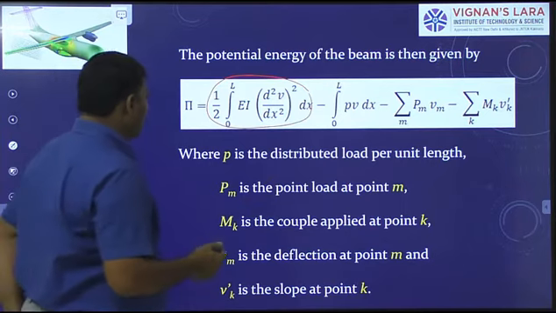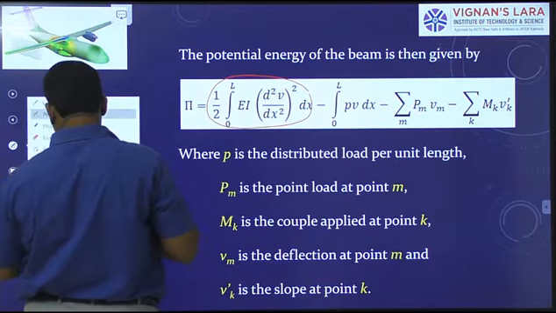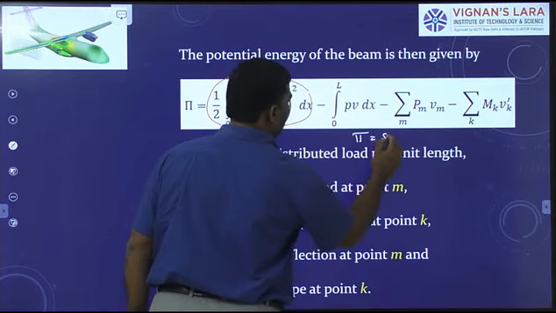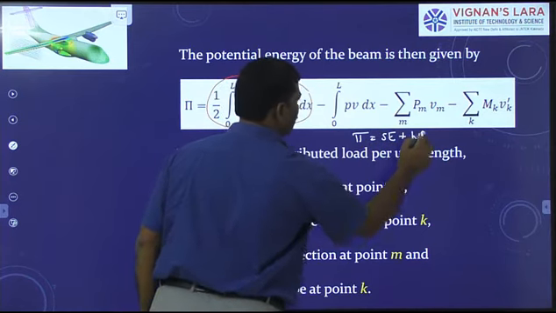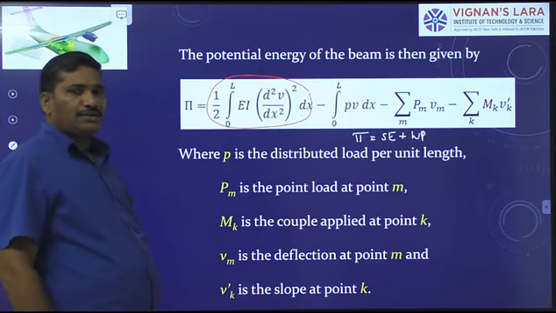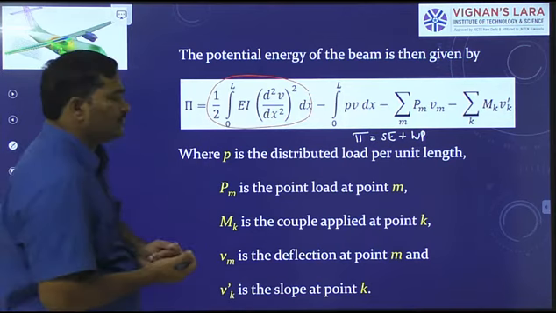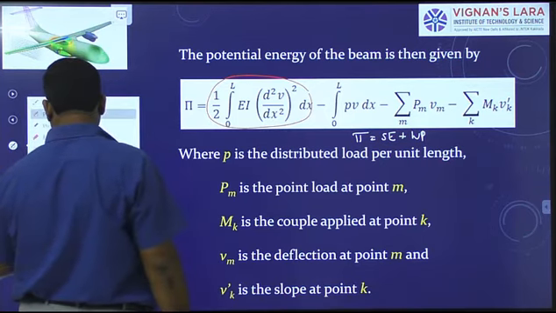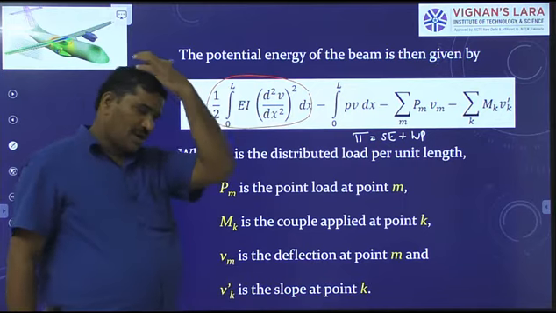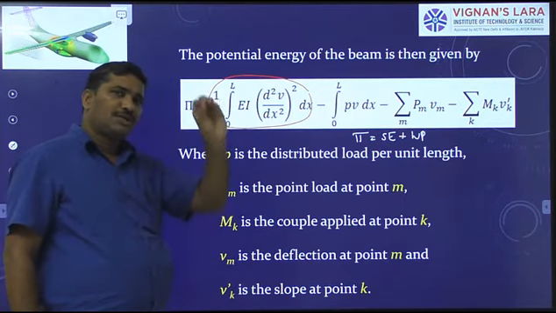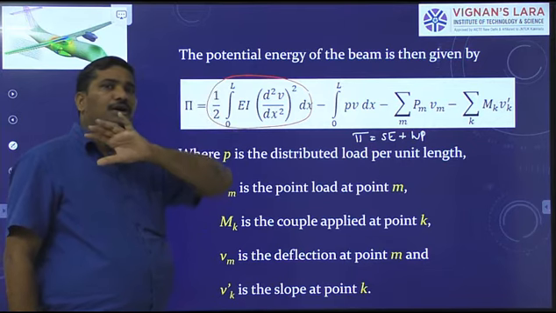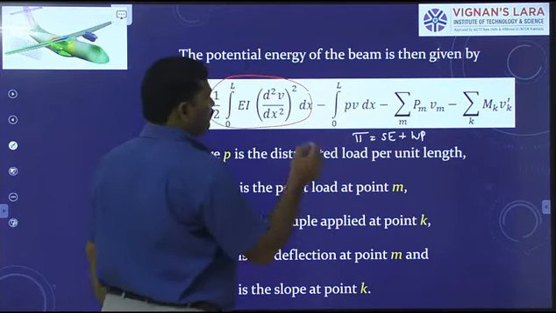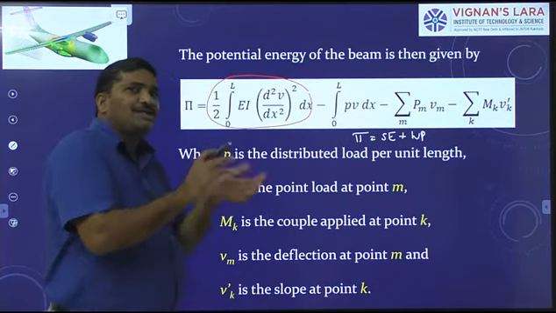We know that the potential energy Π of an elastic solid equals the strain energy plus work potential. Work potential is due to the work done by the external forces. What are the external forces here? The external forces are the distributed force, the concentrated force, and the couple. We have considered distributed force, concentrated force, and couple on the beam. Therefore, I take the distributed force p and determine the work done by the distributed force.